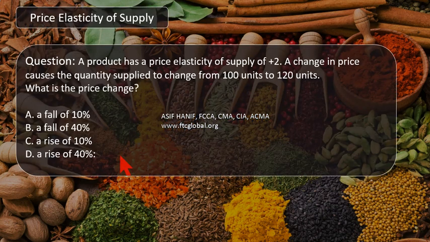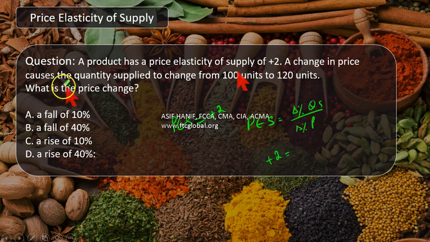Some questions to reinforce your understanding. A product has a price elasticity of supply equal to +2. Okay. A change in price, let us first write the formula. Price elasticity of supply is equal to percentage change in quantity supplied upon percentage change in the price. So price elasticity of supply has been given as 2.